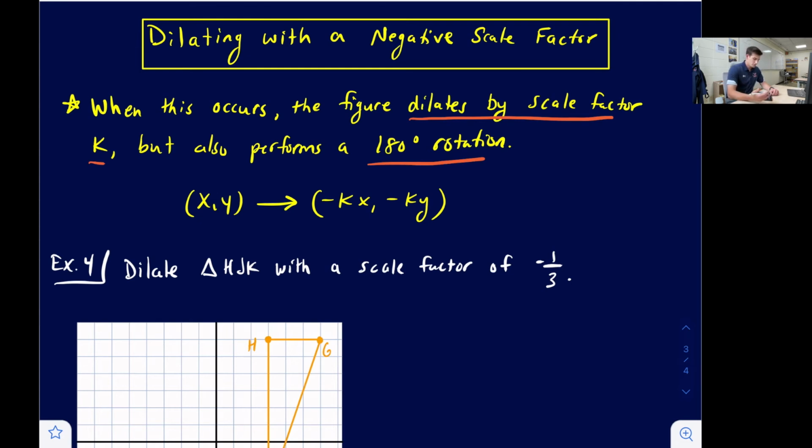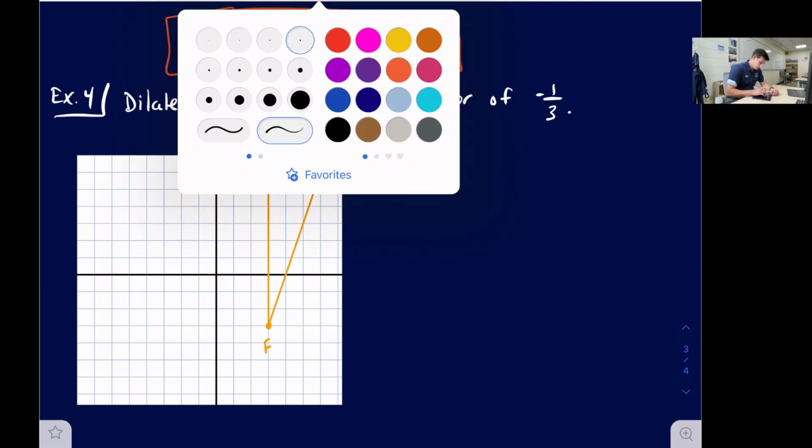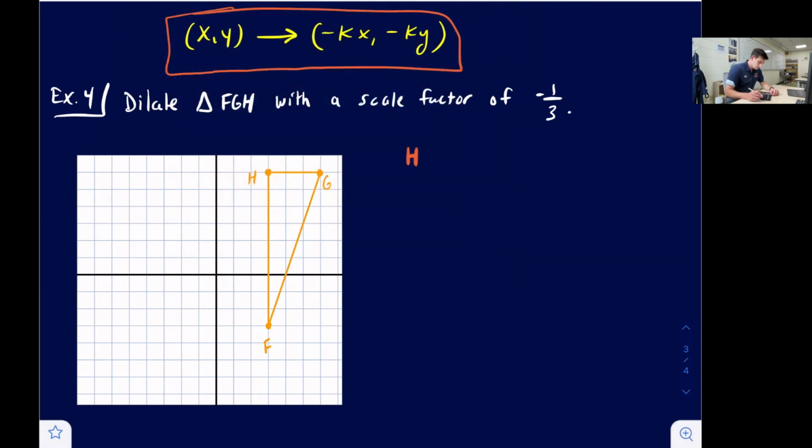But what we do for a 180 rotation is just make x and y opposite, right? So we're still going to multiply x and y by our scale factor k, but then we're going to make both of those coordinates opposite. Okay, so that's what this right here is telling us to do. Example number 4, we're going to dilate triangle FGH by a scale factor of negative 1/3, right?